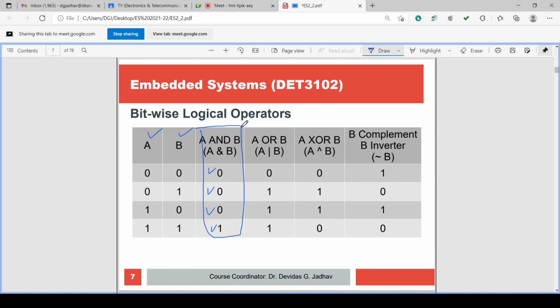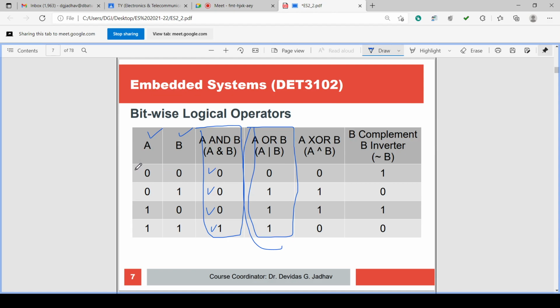Similarly, if you consider this column A or B, in the program we will write a vertical line between A and B, where A and B are already defined variables.